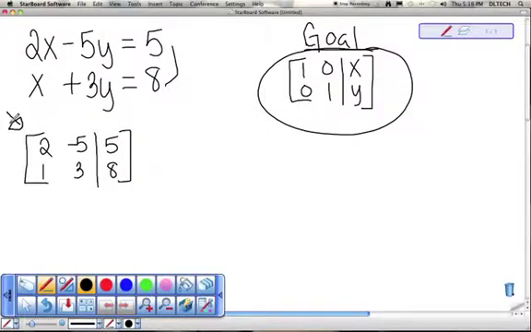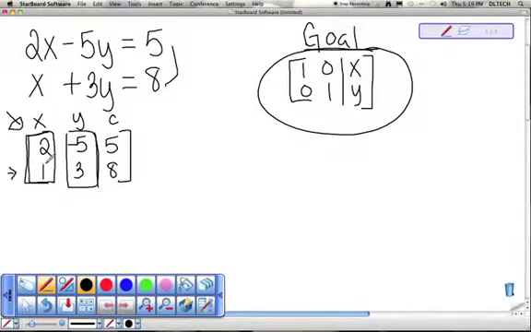As you can see, I put all the coefficients of x in this first column, all of the coefficients for y in the second, and in the third we have our constants, the 5 and the 8. So now, if we look back at our goal, we needed to turn the 2 into a 1. But if you look at row 2 here, it already has a 1.